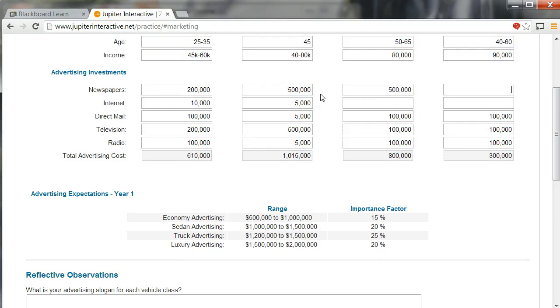This is going to affect, of course, your sales: the better you spread your money around, the smarter you are about it, the better strategy you have, the more cars you're going to sell. Now, if you advertise too heavily, you're going to build up demand for your car, but you may wipe out all your profits from advertising.